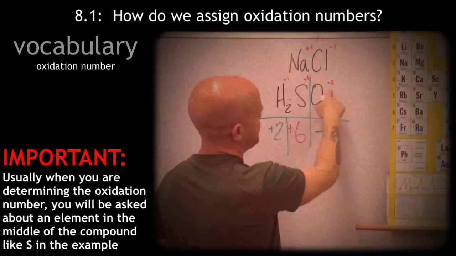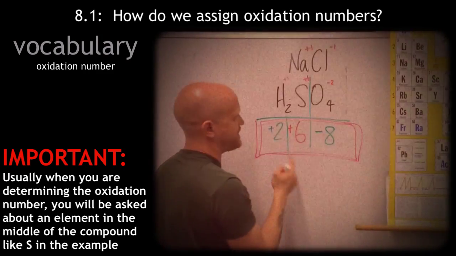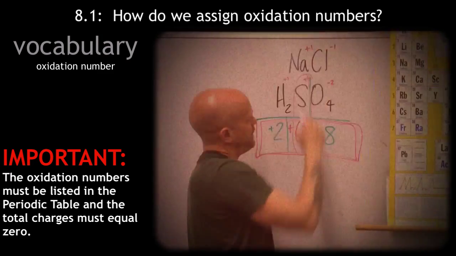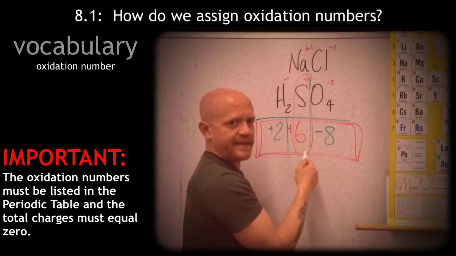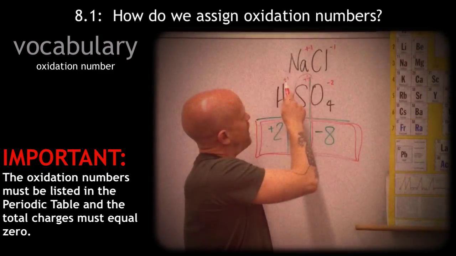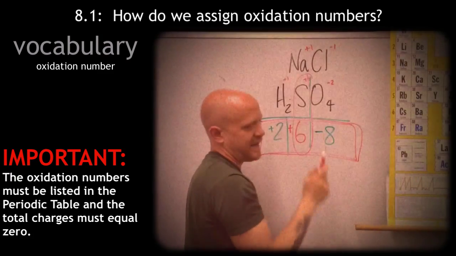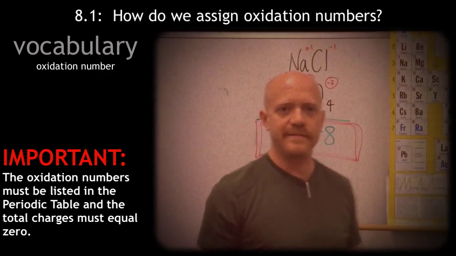Plus 1, plus 6, minus 2. These numbers down here are not the oxidation states necessarily. Only for sulfur, because there's only one element. With one element, the oxidation state is the same as the overall charge. Plus 1 times 2 is plus 2, negative 2 times 4 is negative 8. These numbers up here are the oxidation states.